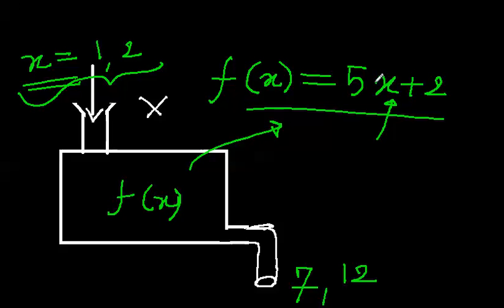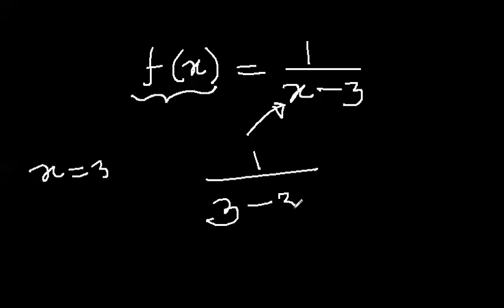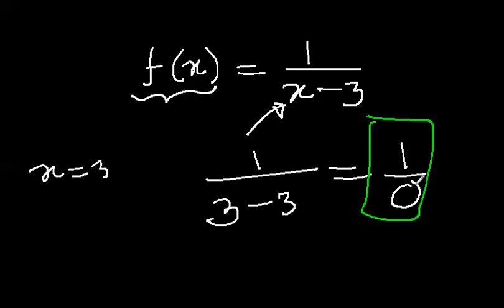Maybe in this function all the values are possible, but it's not the case every time. Let's consider this example: f of x equals 1 over x minus 3. You can put almost every value in place of x and you're going to get corresponding values of f of x. But when you put x equals 3, what happens to the value of f of x? It's 3 minus 3, so we get 1 over 0. What's the problem with that? This is mathematically not defined because you cannot divide any number by 0. So just be careful here: you cannot have 0 in the denominator.